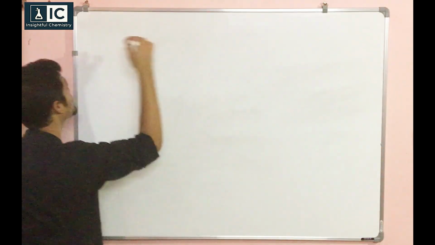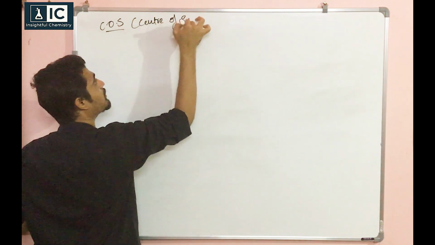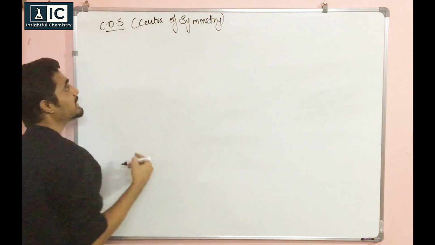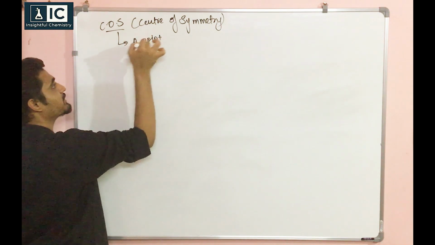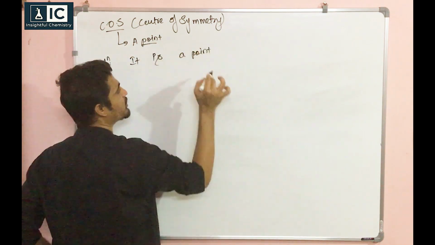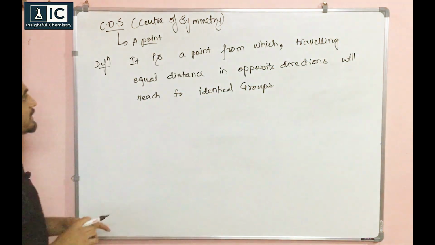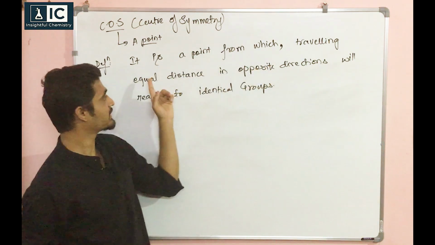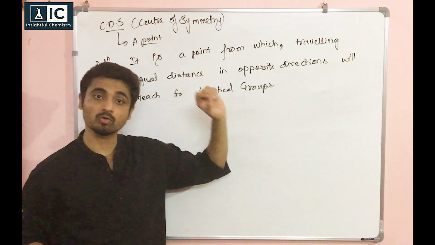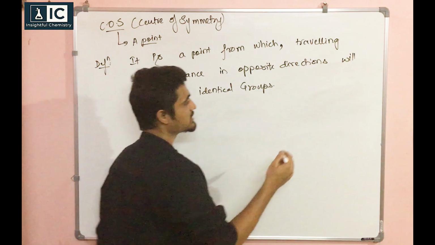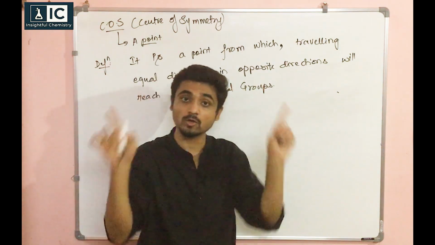So center of symmetry, we'll write its definition first. Now you see it is a center, it is nothing but a point. So I'll write its definition. It is a point from which traveling equal distance in opposite directions will reach identical groups. For example, and this opposite direction thing should be satisfied in all the directions.